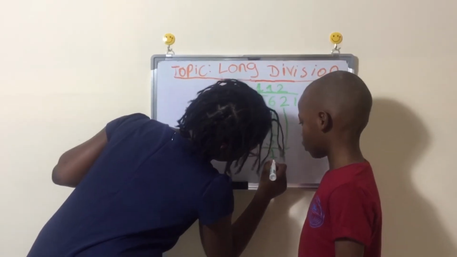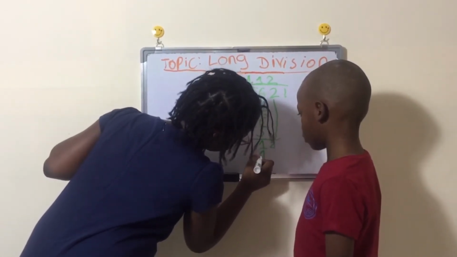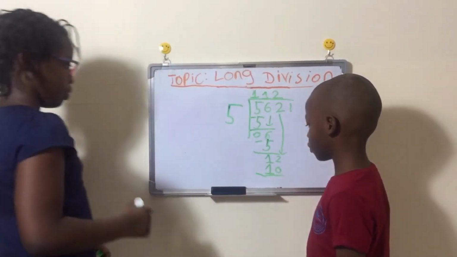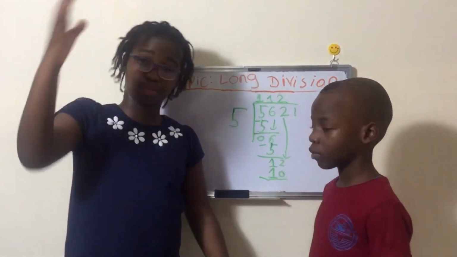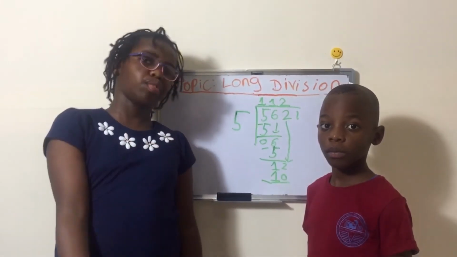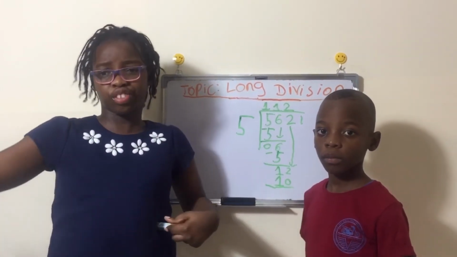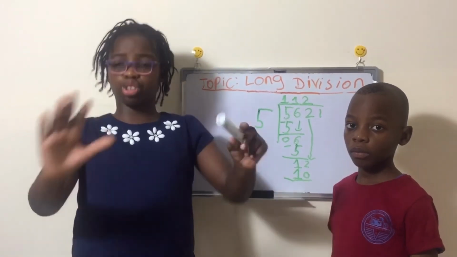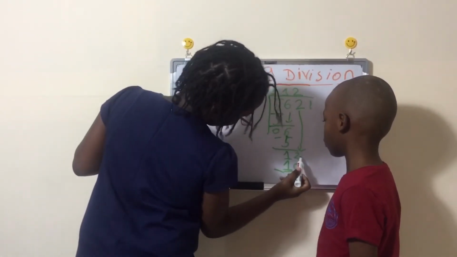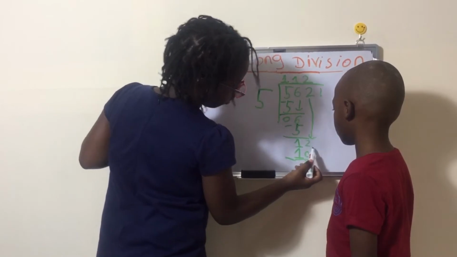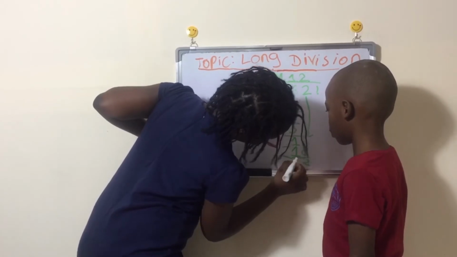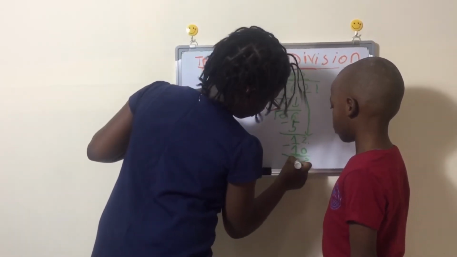So we write 10 here. The reason why we wrote 10 instead of 12 is because in the 5 times table there's no 12, right? There's only 15 and 10, and the 15 is too high and 10 is just right. So we use 10. So now 2 minus 0 is 2. 1 minus 1 is 0.